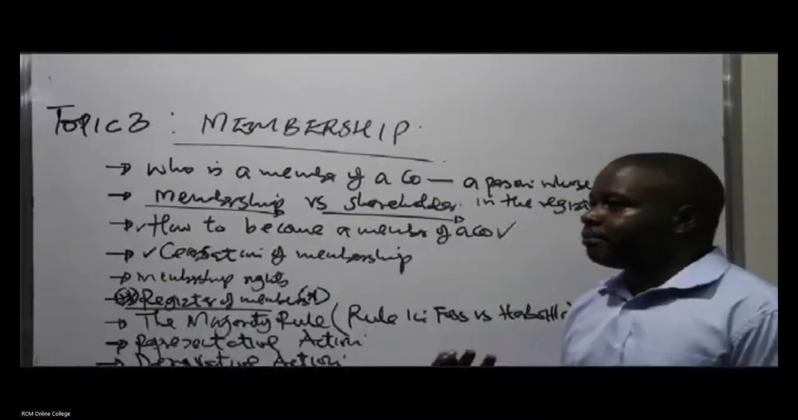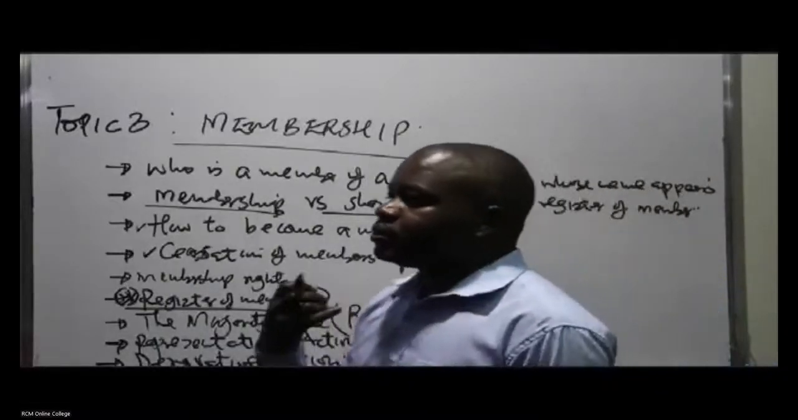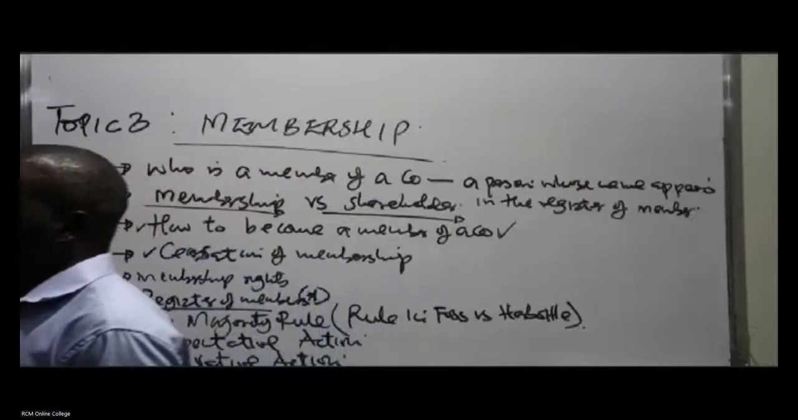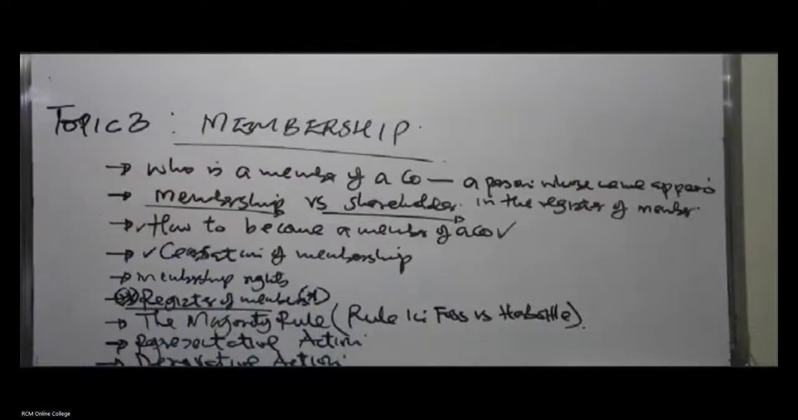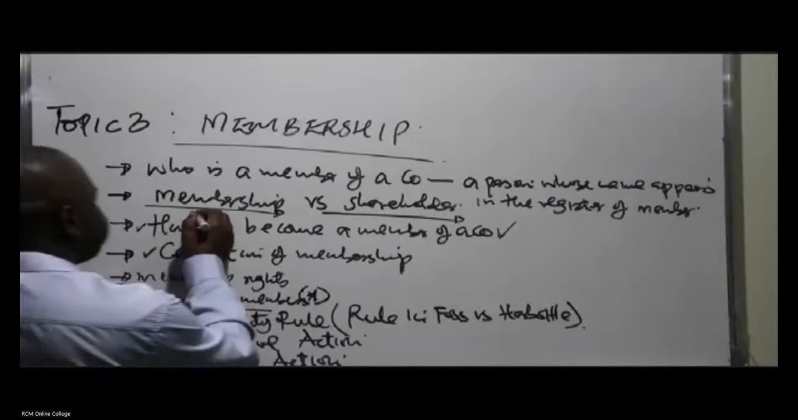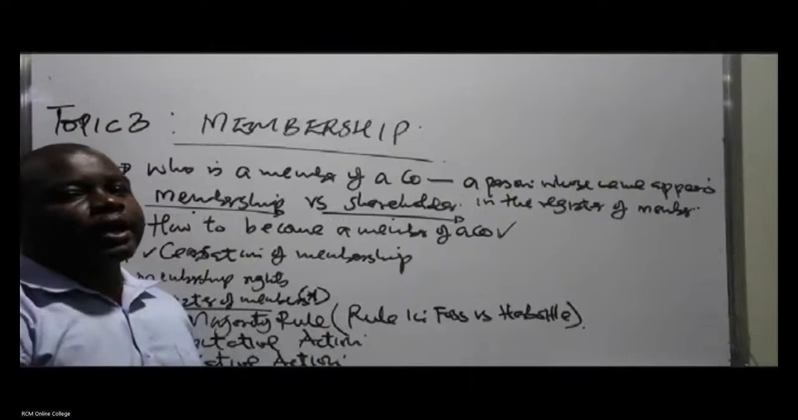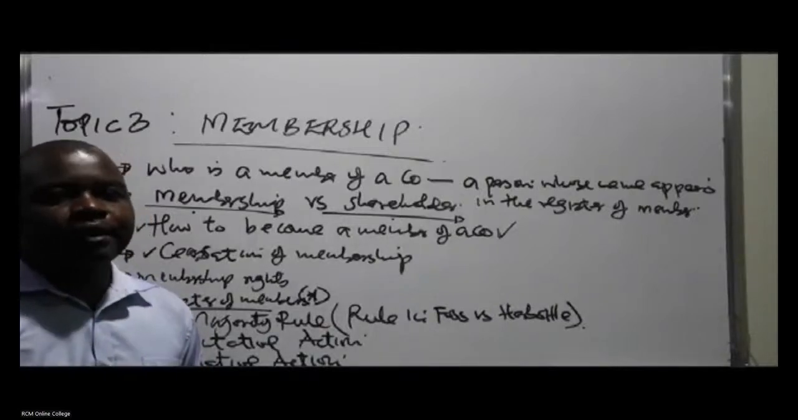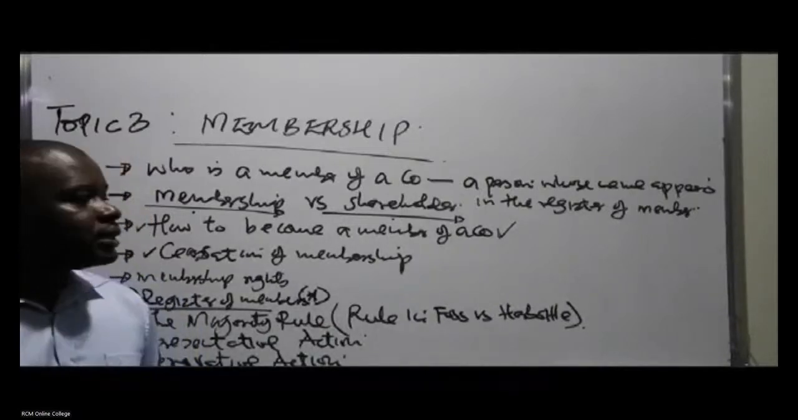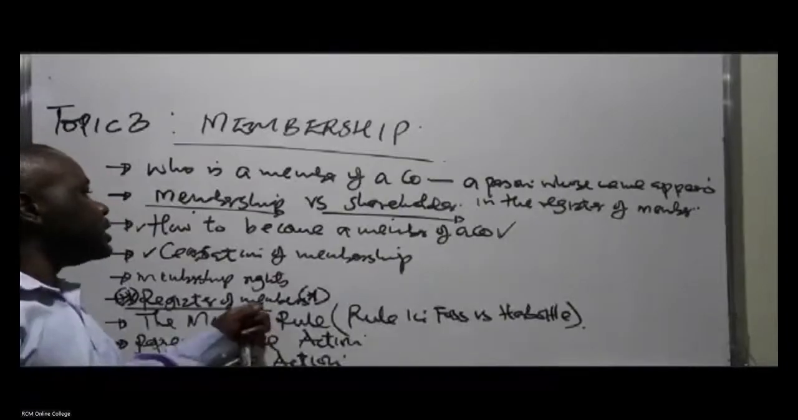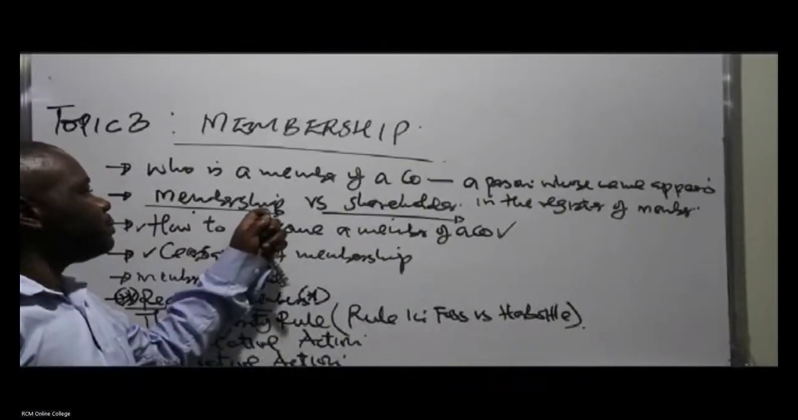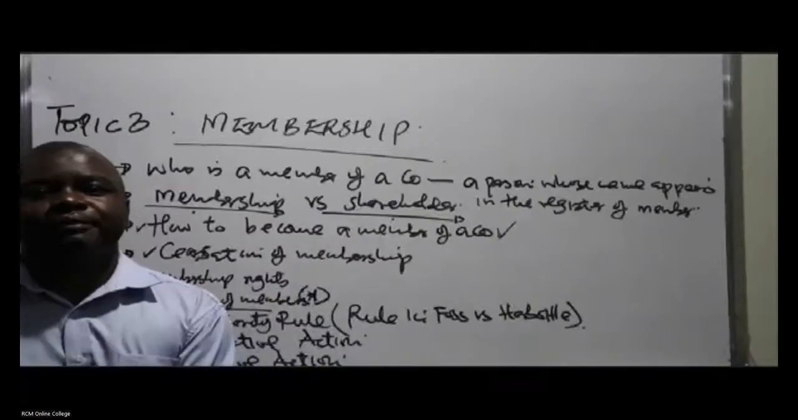Who is a member of the company? A person whose name appears in the register of members. This register of members will list all those who are members of the company. In other words, the terms membership and shareholder can be used interchangeably to simply mean one and the same. Because ideally, when one becomes a shareholder in the company, his name will be included in this register. And therefore, eventually, he'll be referred to as a member of that company.